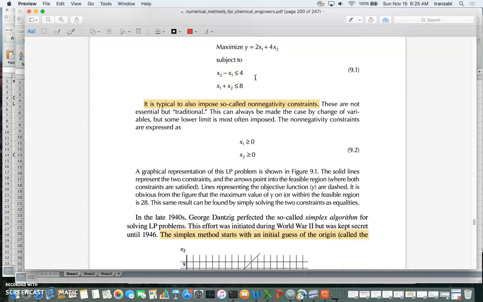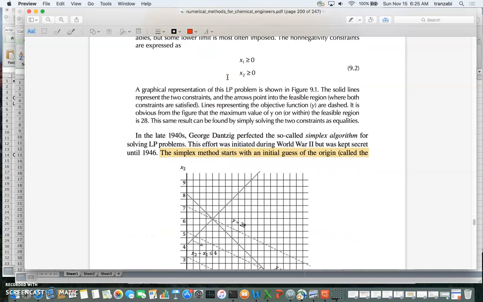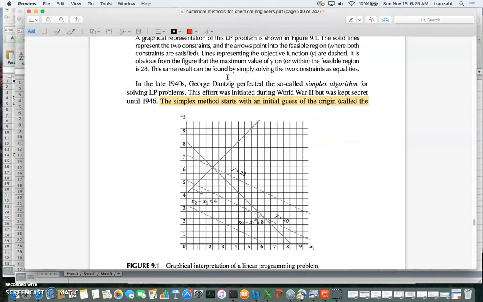Where is that? What part of Cartesian coordinates or 2D space is this going to occupy? So let's look at that. x2 minus x1 less than 4. Let's write the equation with an equality sign. I can go ahead and draw x2 minus x1 exactly equal to 4.